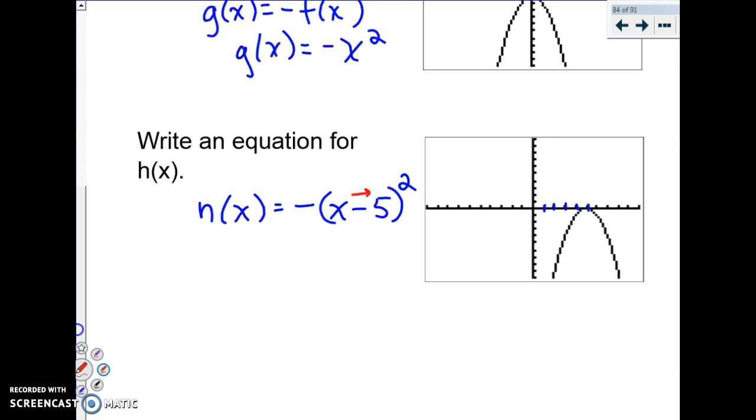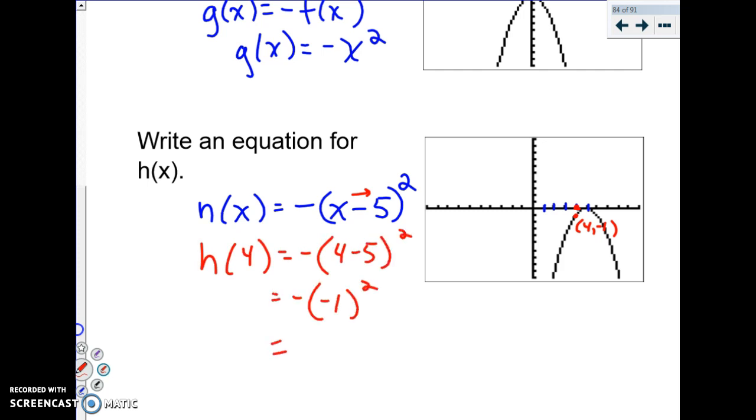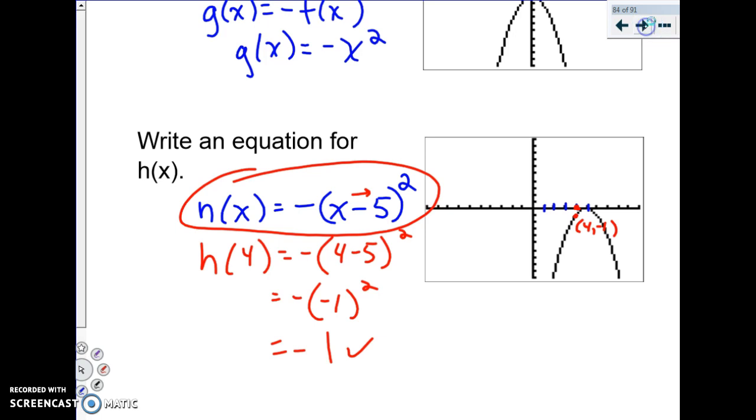And again, you can always check a value or two to make sure it works out for the domain. So let's try 4, and that should give me negative 1. Right, so h of 4. Okay, and that checks out. So it looks like hopefully I got my new function correct. Let's see, what else we got?